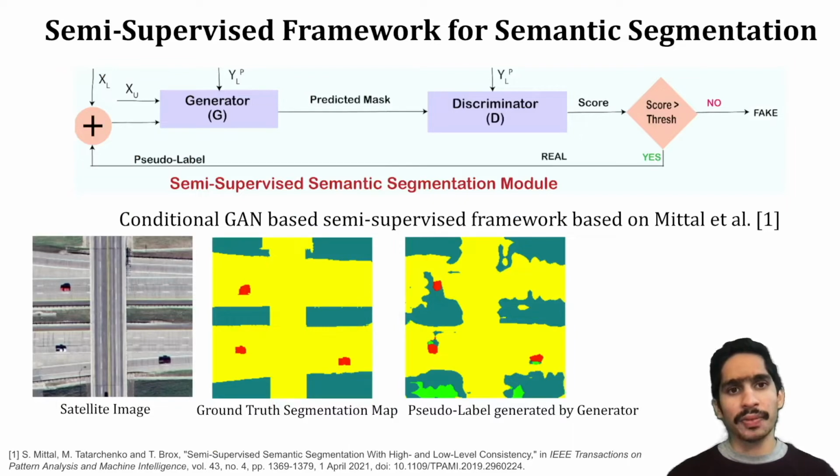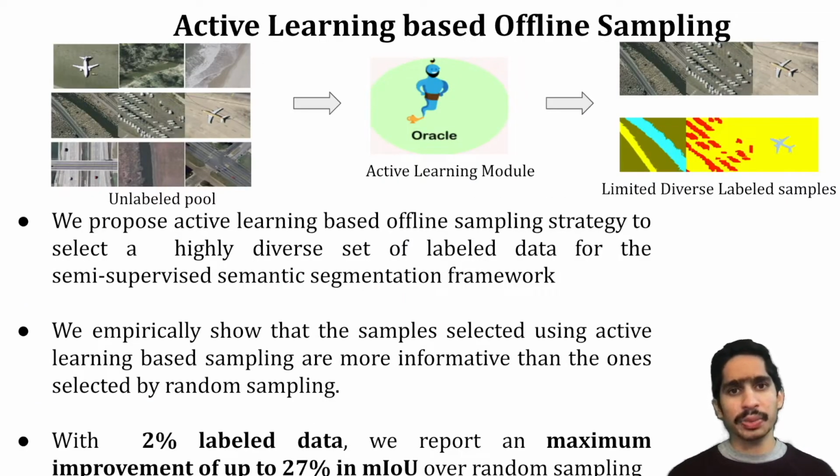In this work, we use a conditional GAN-based framework to perform semi-supervised semantic segmentation. The segmentation network acts as a generator and is trained together with the discriminator responsible for differentiating between real and fake segmentation maps. The semi-supervised framework makes it essential to have a diverse set of labeled training data.